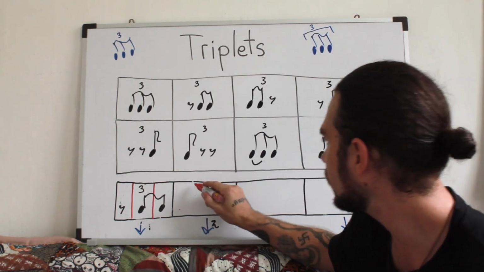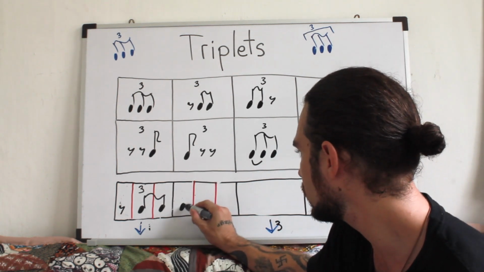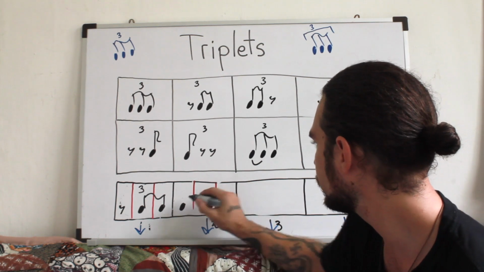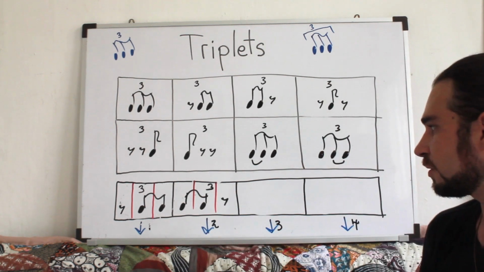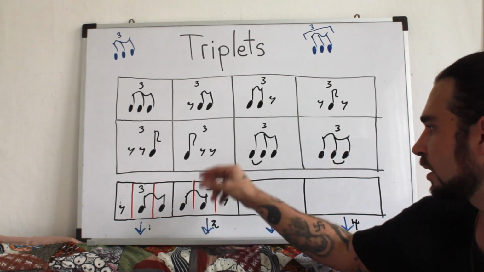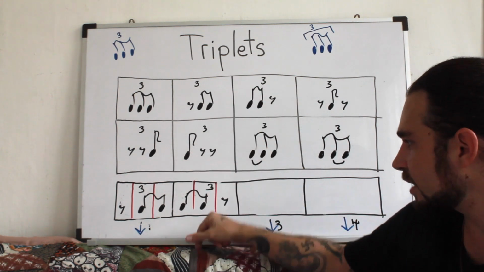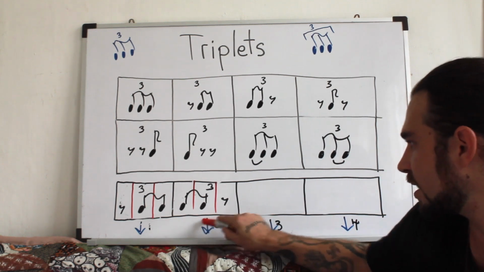So we've got 2 triplets with a triplet rest here. Beam these together. Indicate it's a triplet with our 3. So this would be da da da da. So da da rest, da da rest, da da rest, da da rest, da da rest, da da rest.